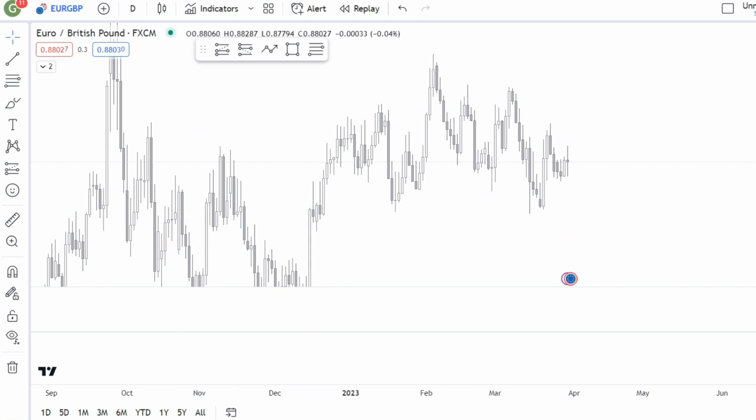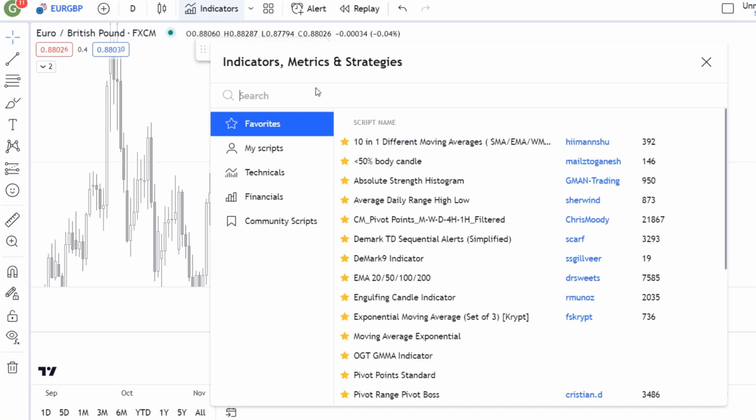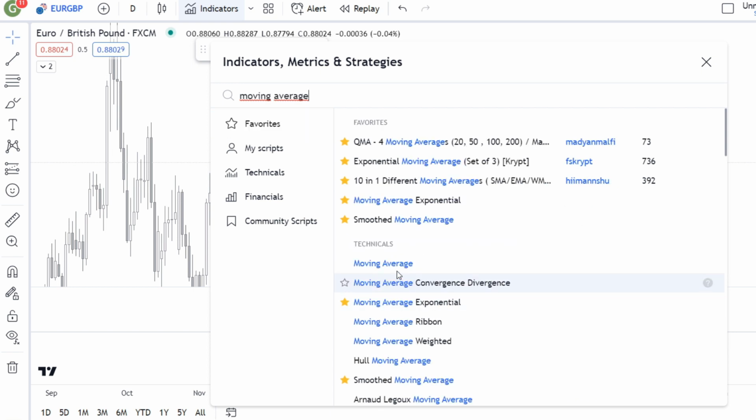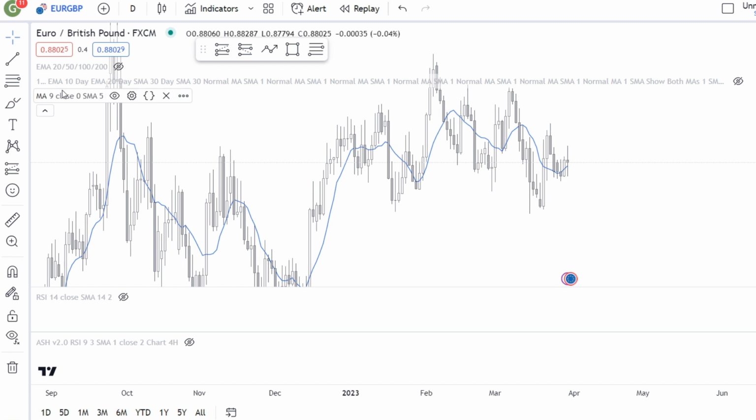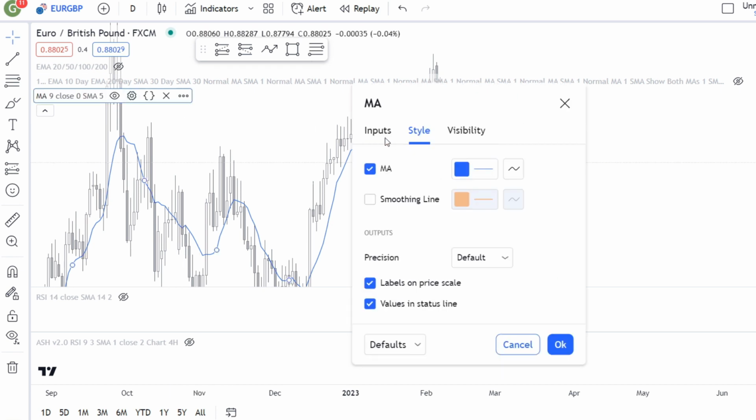I'm using TradingView as a trading platform, and now I'm looking at Euro GBP and I'm looking at the daily time frame. So I go to indicators over here and then I'm looking for moving average. Over here we see the moving average indicator and I click on that. And as you can see, this is the moving average. And the default setting is set at 9.